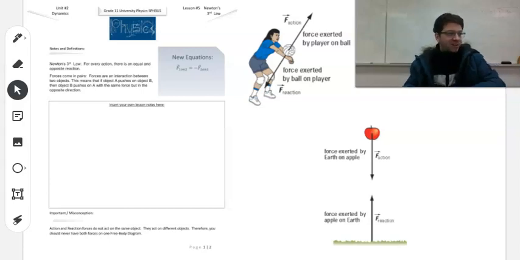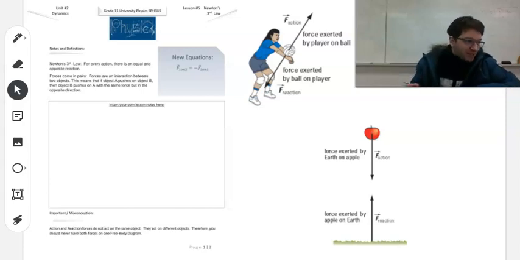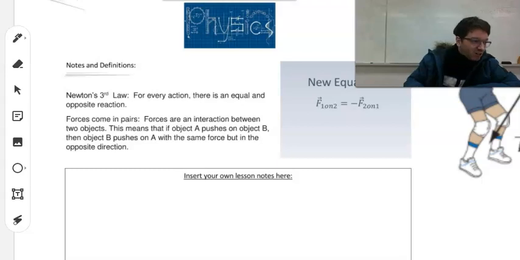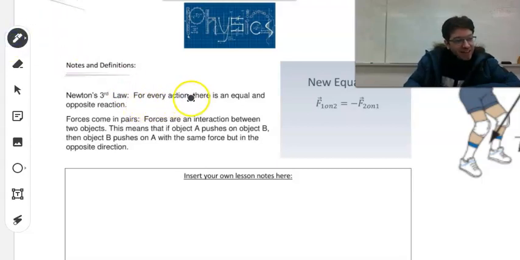So today we're looking at Newton's third law, otherwise known as action-reaction. More specifically, the third law states that all forces come in pairs. So it says for every action, there is an equal and opposite reaction. What that means is if you have some object A push on object B, then object B pushes back on object A with the same force, but opposite direction.